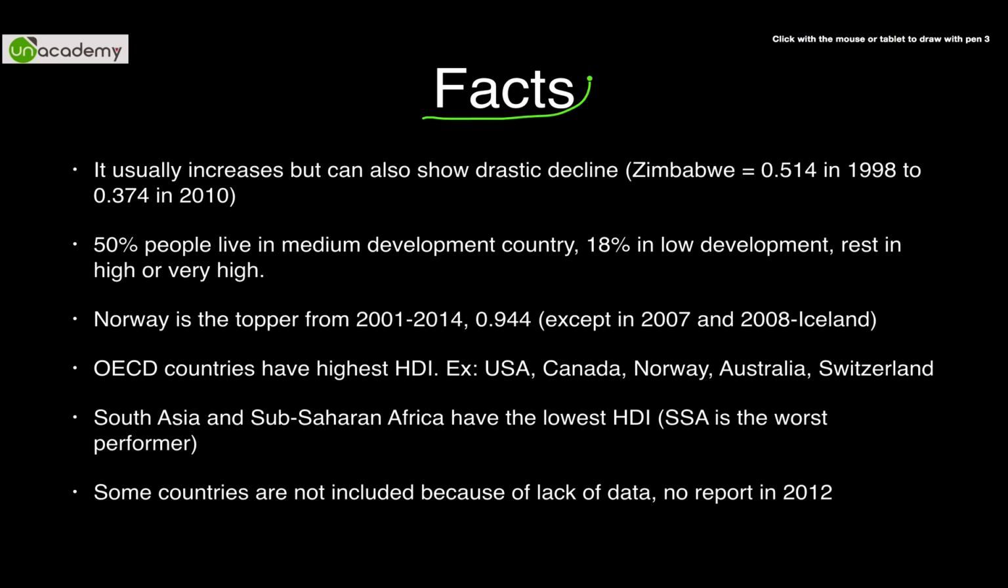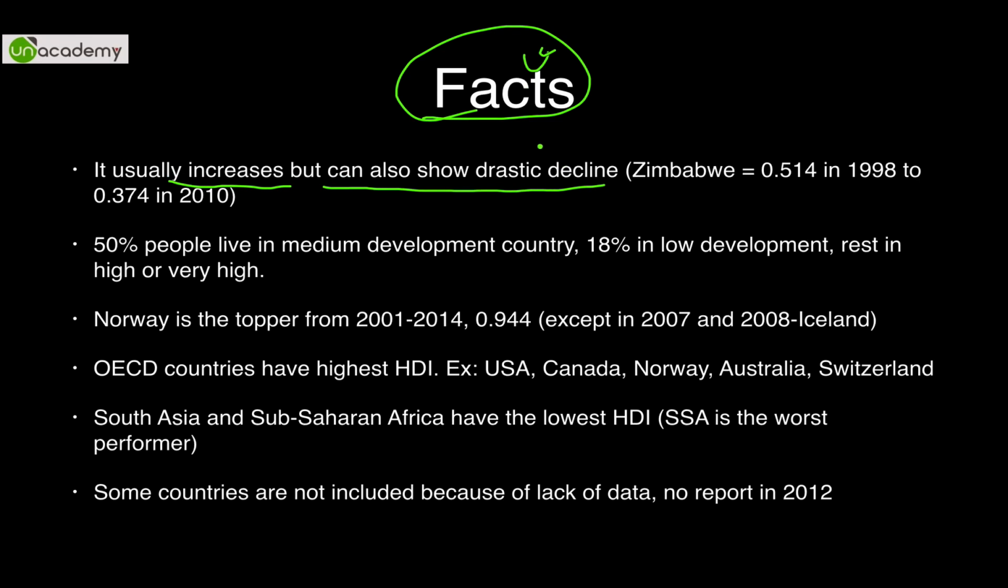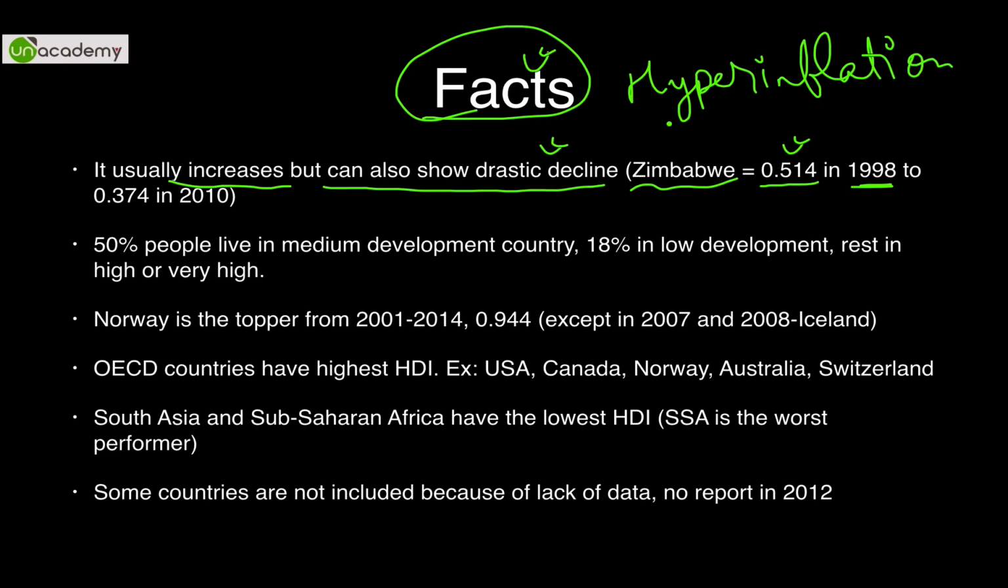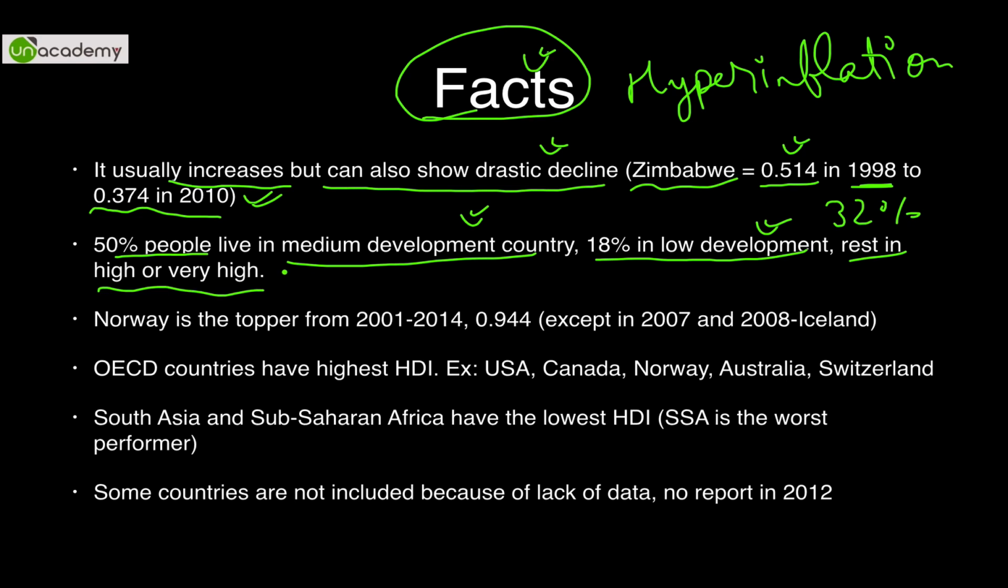Now there are certain facts I think you should remember. Basically HDI usually increases but can also decrease. For example, in the case of Zimbabwe, it was very high, 0.514 in 1998, but due to hyperinflation, their inflation ran into trillions of percentage. They even had to print a $1 trillion note. It decreased to 0.374. Now 50% of people live in medium development countries, 18% live in low development countries, and the rest, that is 31 or 32%, live in high or very high development countries.